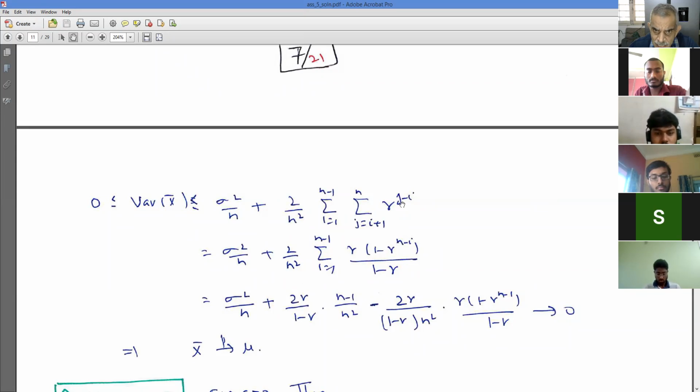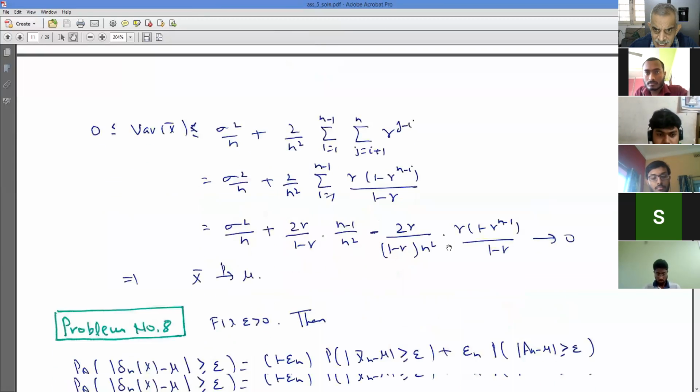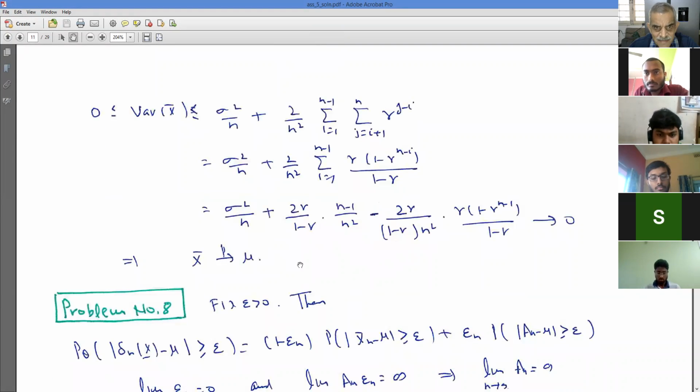For j equal to i plus 1, correlation is nothing but r to the power j minus i. I put it over there, I sum it out, this turns out to be this. Sum it out, and this goes to 0 as n goes to infinity. So x bar converges in probability to mu. Is that okay? So I find it's less than or equal to this, and then I calculate, this is a geometric series, I can calculate this, and then everything turns out to be very nice.